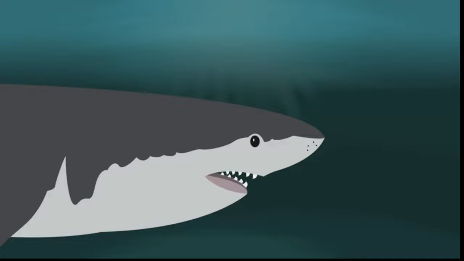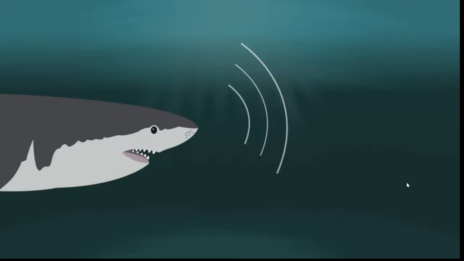Sharks have this organ called the ampulla of Lorenzini. These are mucus-filled pores that detect the electric field the shark's prey produce when their muscles contract. So even if a fish is hiding, the shark will be able to find it.